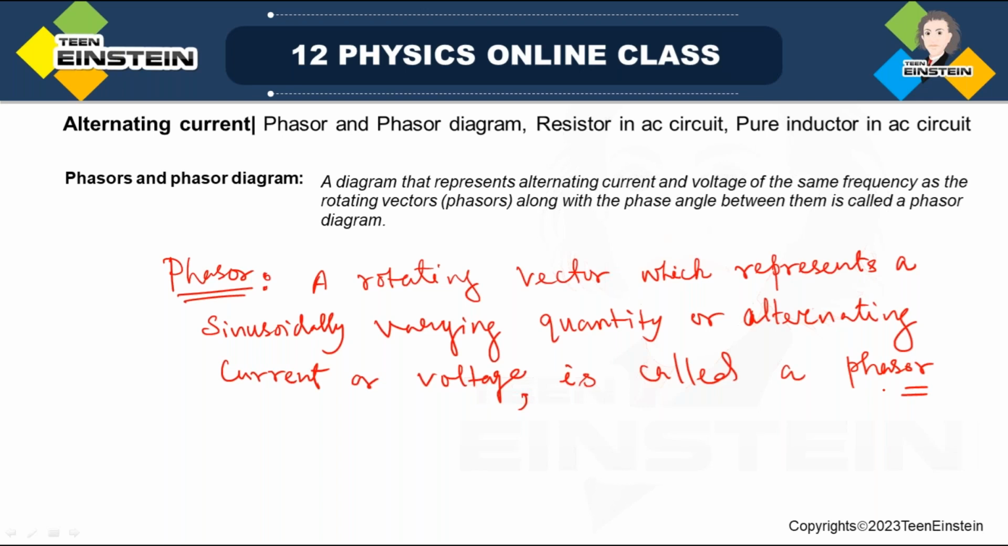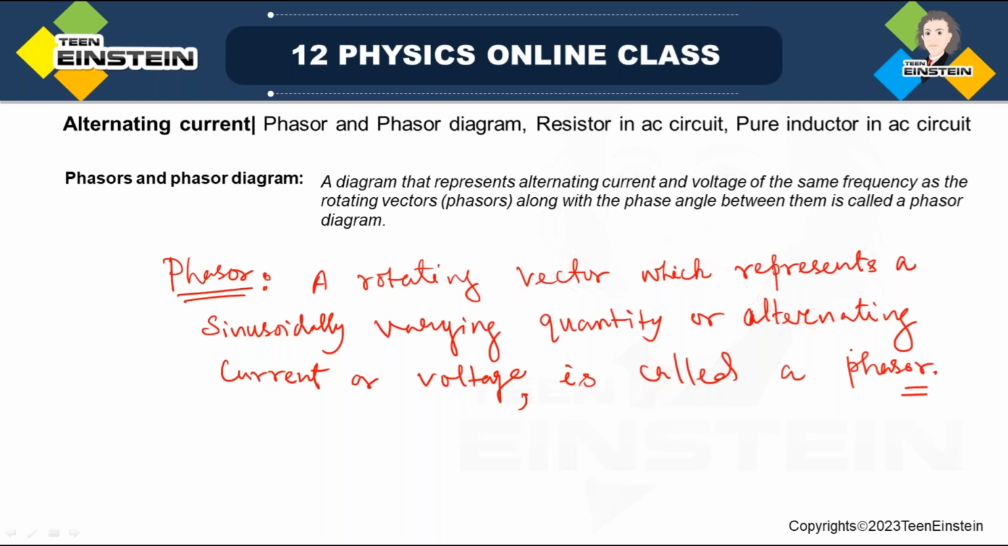So you might be thinking, what is this? A rotating vector. This is actually a concept of physics. A phasor is a graphical representation. It is actually a vector but not a real one. A phasor is not a physical quantity, but it is a geometrical or imaginary quantity which has a particular direction and magnitude. That's why it is a rotating vector which represents a sinusoidally varying quantity or alternating quantities, alternating current and voltage. So that is actually a phasor.